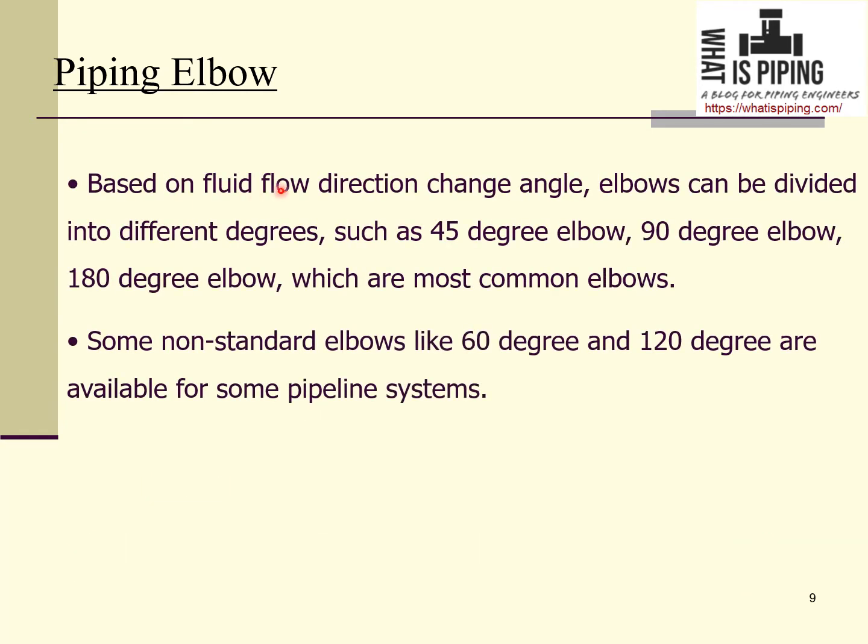Now based on the fluid flow direction change angle, elbows can be divided into different degrees such as 45-degree elbow, 90-degree elbow, 180-degree elbow. These are the most common elbows. Some non-standard elbows are also manufactured, such as 60-degree elbow and 120-degree elbows. Mostly these are used for pipeline systems.